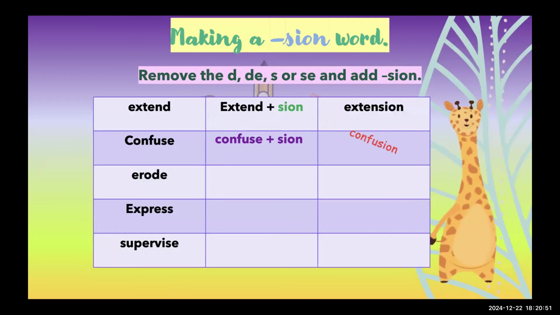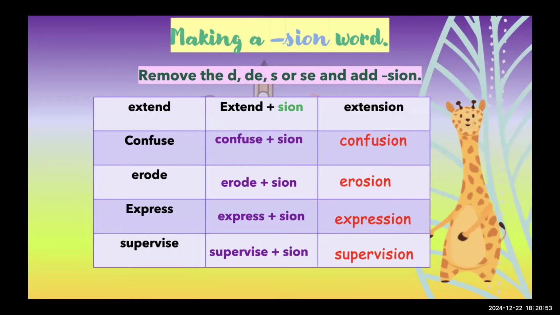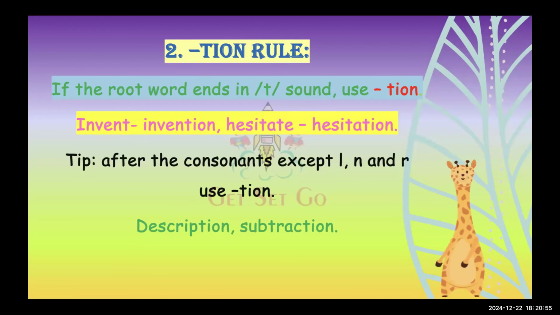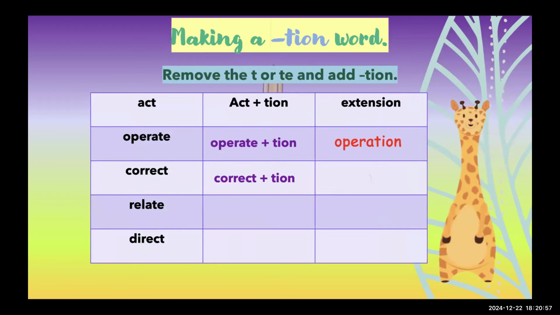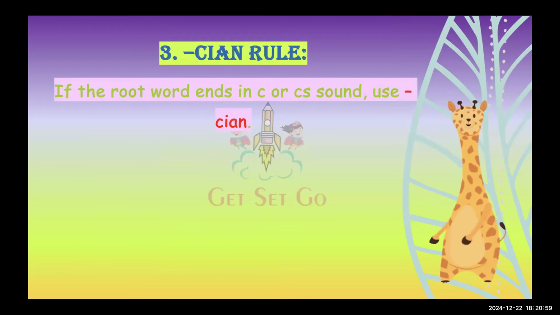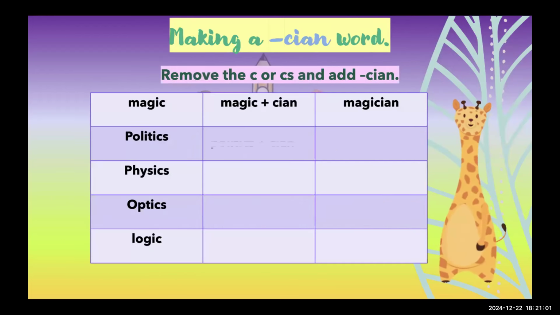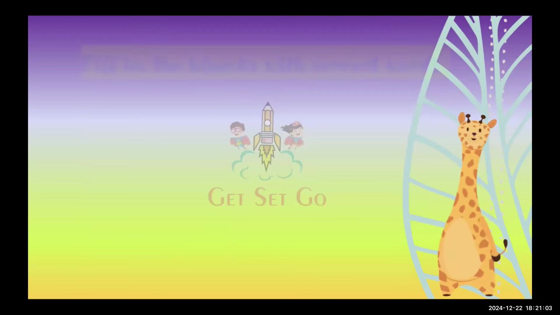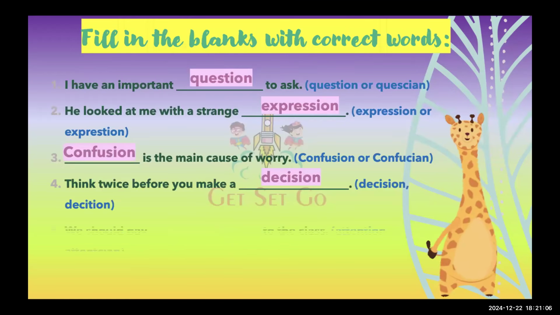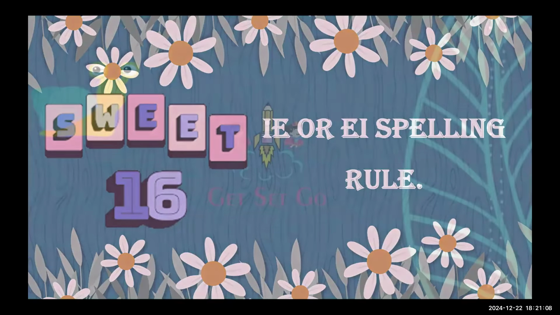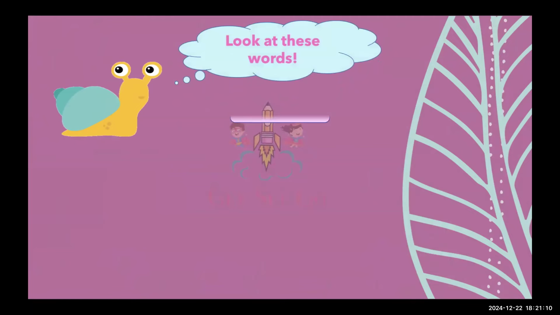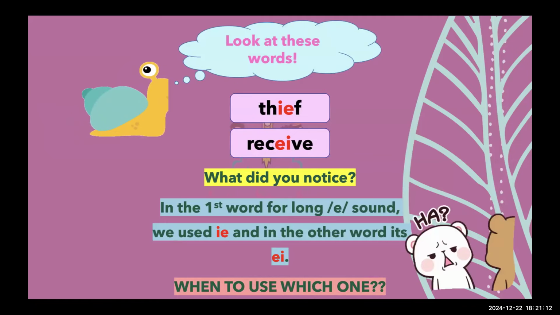Then we have it in a tabular form, the word practice. Then the next TION rule, again more practice in the tabular form. Then you have CIAN, and then more practice in the tabular form. And this is how fill-ups are there for checking their knowledge. Now next is the IE and EI rule.